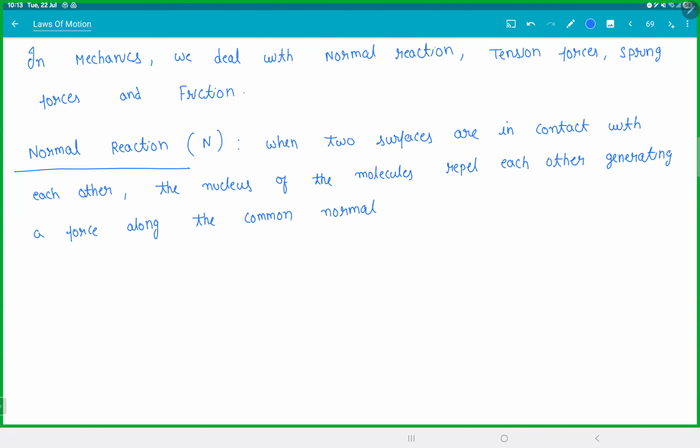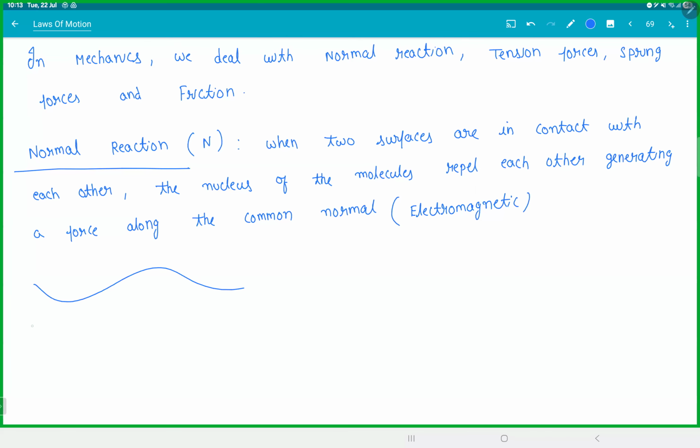So what kind of force is normal reaction? This is electromagnetic. So right now you're sitting on a chair, the chair is pushing you up. You're holding your pen, right? There's some kind of force between you. All these forces are electromagnetic forces.